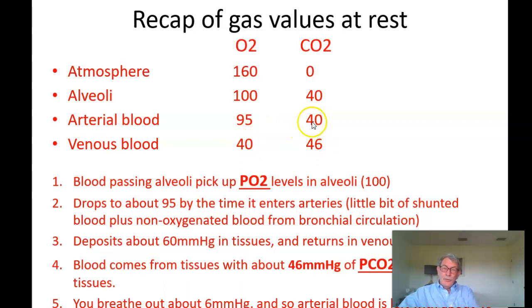Your CO2, you pick up some CO2 from the tissues, so you leave the left side of your heart at 40. By the time you go through all the tissues and come back to the right side of your heart, you've got about 46 millimeters of mercury of CO2. Now you'll give that off and get back down to 40 before you leave. Okay? Pick up oxygen in the lungs, and you pick up CO2 in the tissues, and it all equilibrates and starts over.